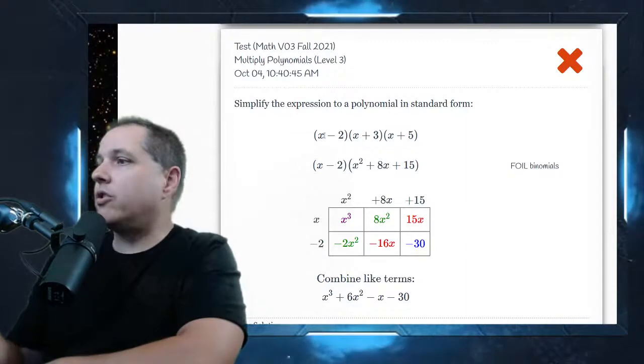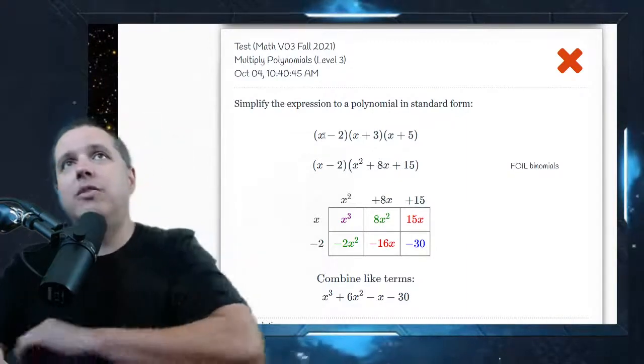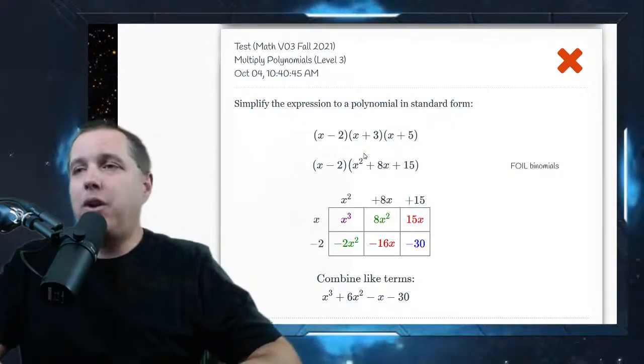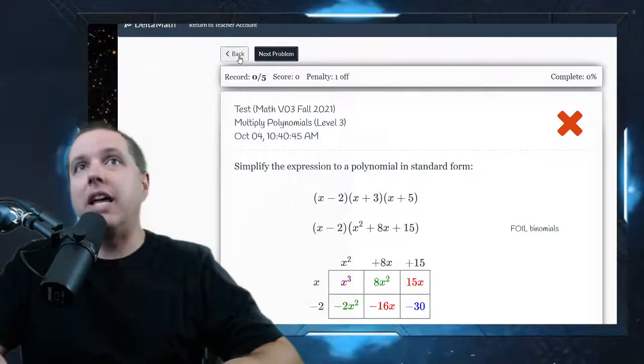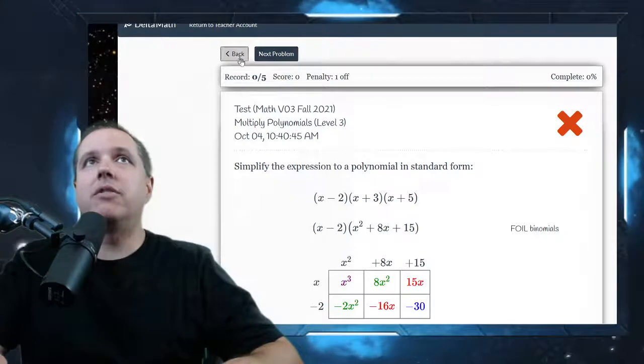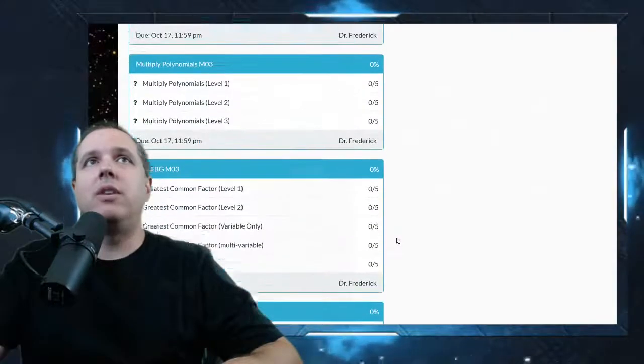So there's nothing weird or strange about multiplying 3 polynomials together. It's just multiplying two polynomials together and then multiplying two polynomials together again. And you'll get that, okay? That's all there is to that one.